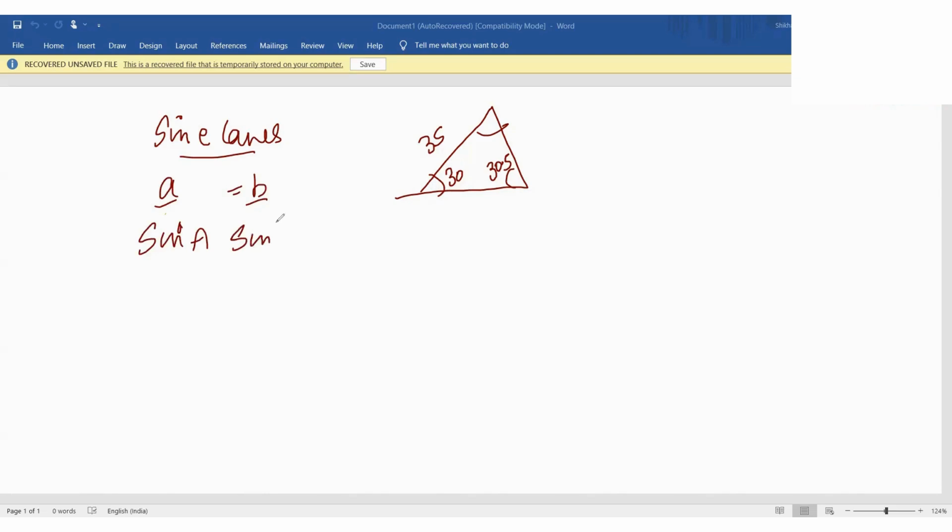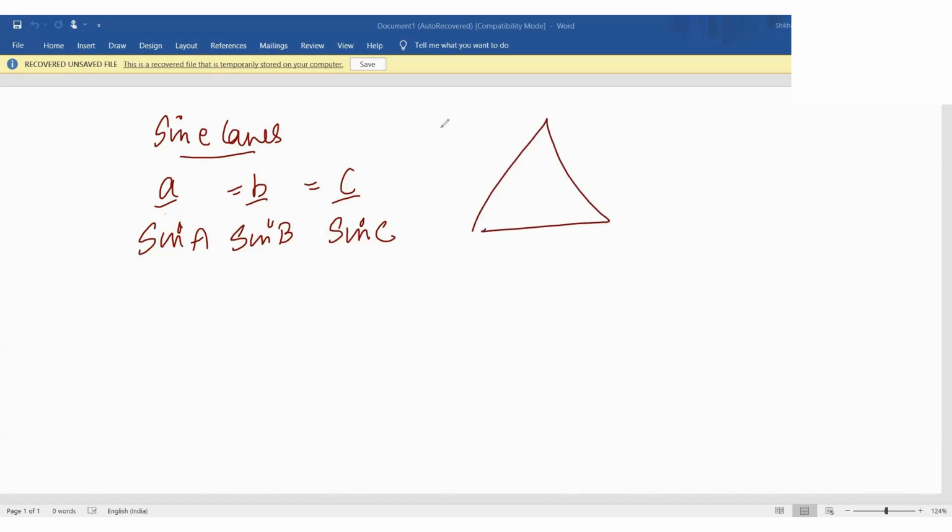I'll write the formula, you may get a recall of it, and how we denote it. Why I'm telling you, maybe we are going to use these in our sum and difference formulas, in your compound formulas. We always write the side opposite to the angle. If my angle A is this, my side A is this. If my angle B is this, my B side will be this. If my angle C is this, my C side will be this. We always write opposite.